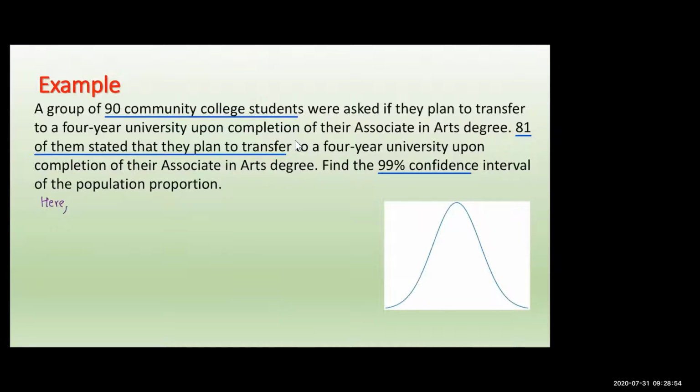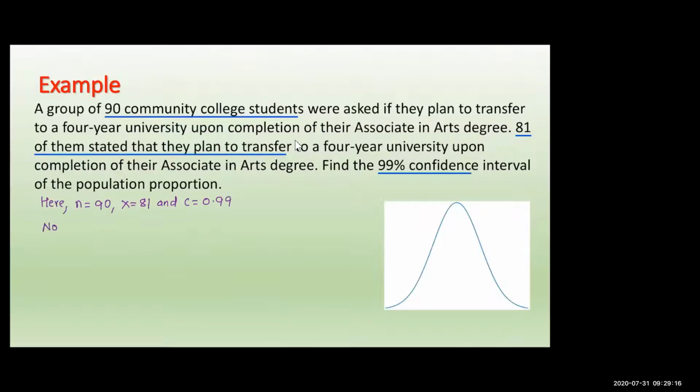Here they have given n equal to 90, or they have asked 90 students, and 81 of them said they are transferring to a 4-year university. So x equal to 81. We need to construct a confidence interval with confidence level 99% or 0.99.